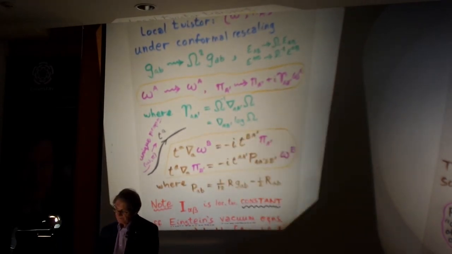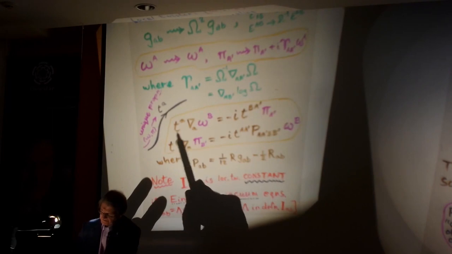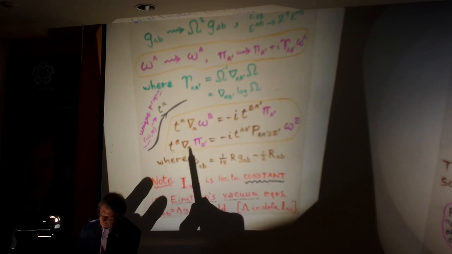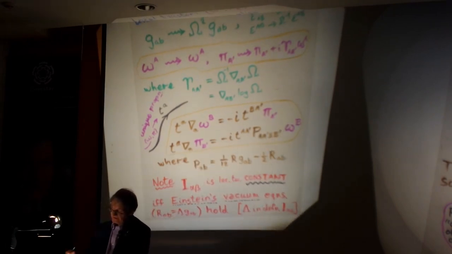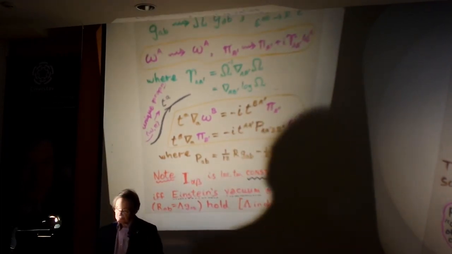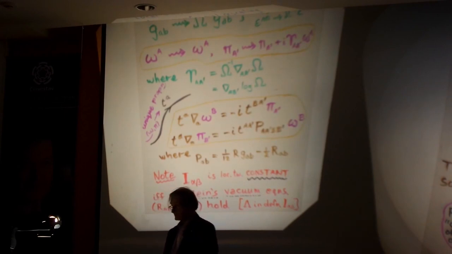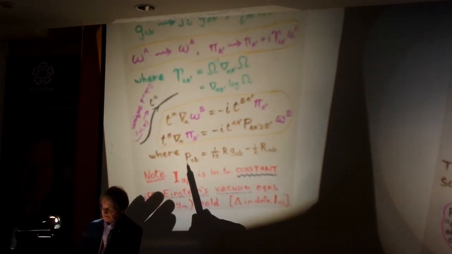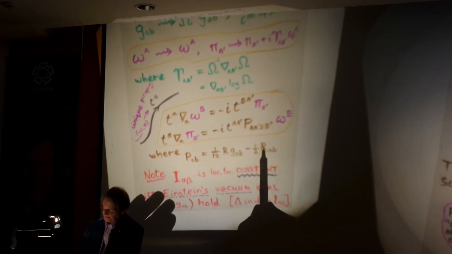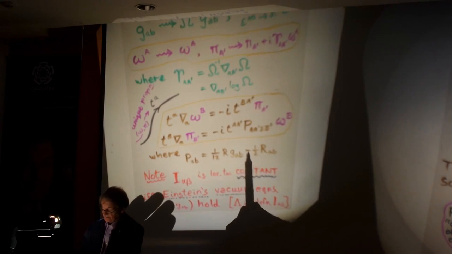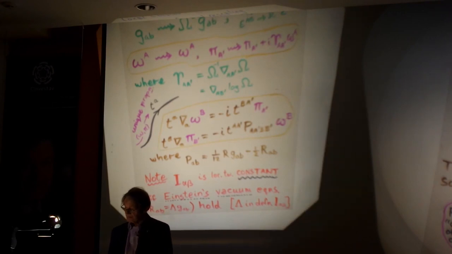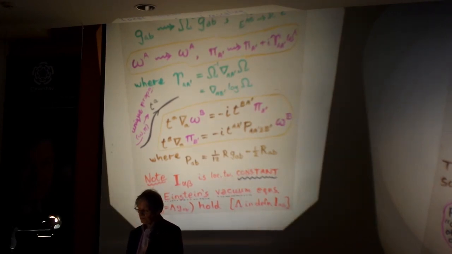And as you walk along a curve, we have this propagation equation. The derivative is along t, the tangent vector of the curve, and it tells you what omega does as you go along the curve. This tells you what pi does as you go along the curve. If it was flat space, this thing P would be zero. P is basically the Ricci tensor with its trace taken out. It's an interesting, useful thing that you have in conformal structure, and it's a nice conformal one.